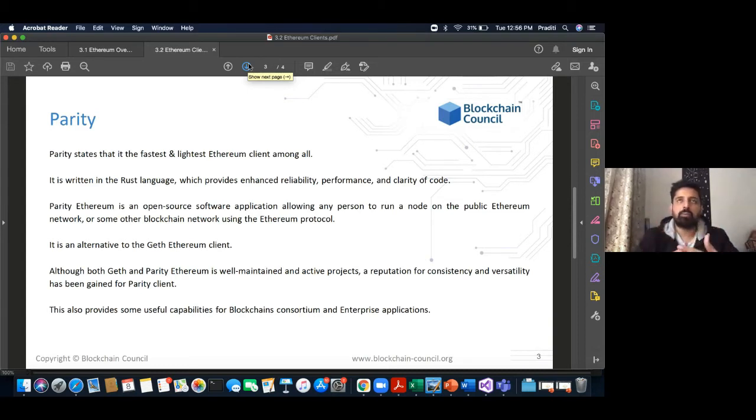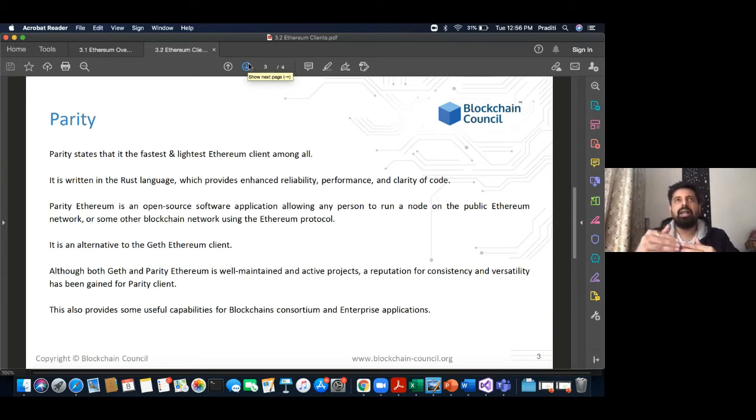If you want to build and test your smart contracts, we use Ganache, which I'll be demoing to you in the next session. Parity is written in Rust language, which provides enhanced reliability, performance, and clarity of code. Parity Ethereum is again an open source software application, allowing any person to run a node on the public Ethereum network and some other blockchain networks using the Ethereum protocol. It is an alternative to the Geth Ethereum client.